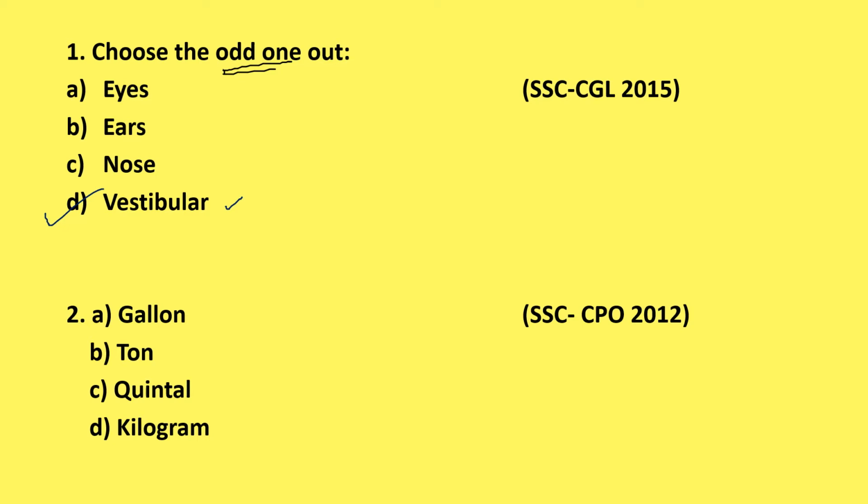In the second question, again, it's a previous year question from the SSC exams. Question number 1 was also a previous year from the SSC exams. Gallon, ton, quintal and kilogram. So if you look at this carefully, we find that ton, quintal and kilogram, they are all used for measuring the solids mass, whereas gallon is related to the measurement of liquids. So that is why we choose gallon as the answer here.